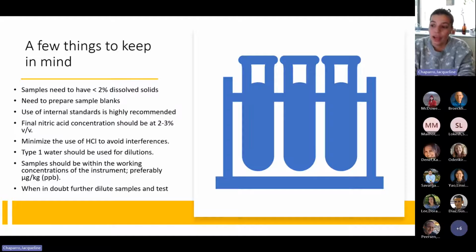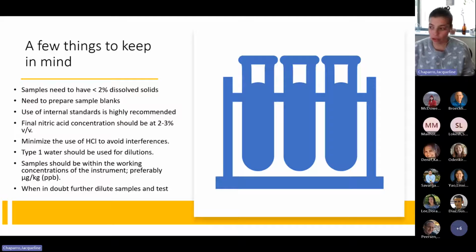With respect to dilutions, we would like to use type 1 water with a resistivity of 18.2 megohms, like Millipore type water, because that is the purest water in terms of elemental impurities that it might have. Samples should be within the working concentration of the instrument, preferably microgram per kilogram, parts per billion. But there are ways that when you have a higher concentration of elements, we can adjust certain things to be able to measure those as well. And when in doubt, further dilute your sample.